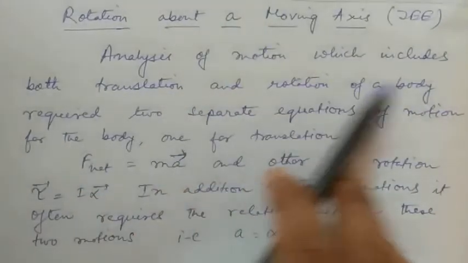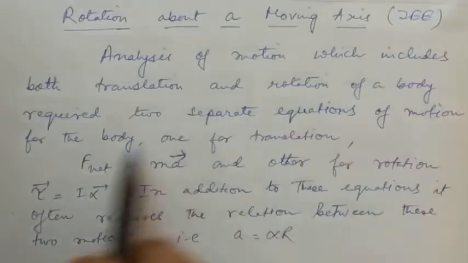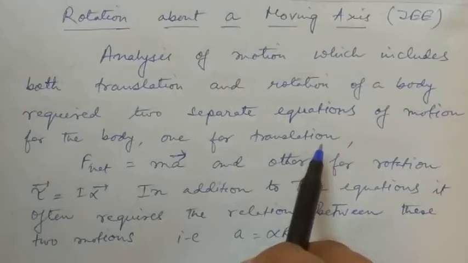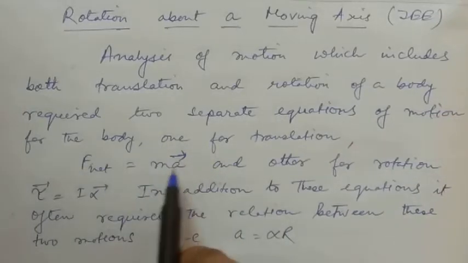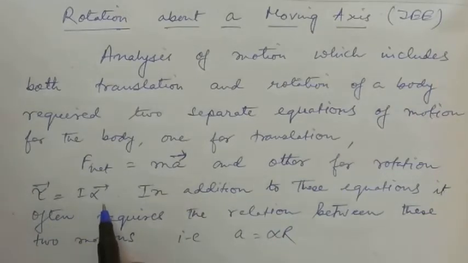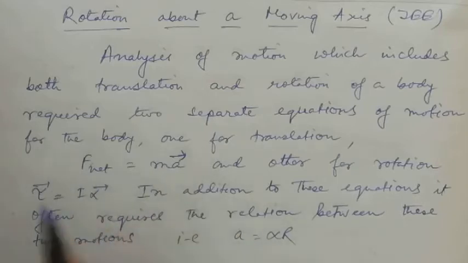Now, analysis of motion, which includes both translation and rotation of a body, requires two separate equations of motion for the body. One for translation, that is from Newton's second law, F net is equal to m into a, and the other for rotation, that is tau is equal to I alpha. Analogous equations, both are Newton's second law equations.